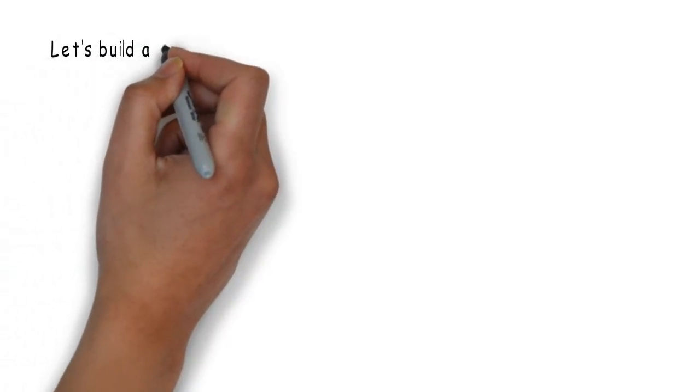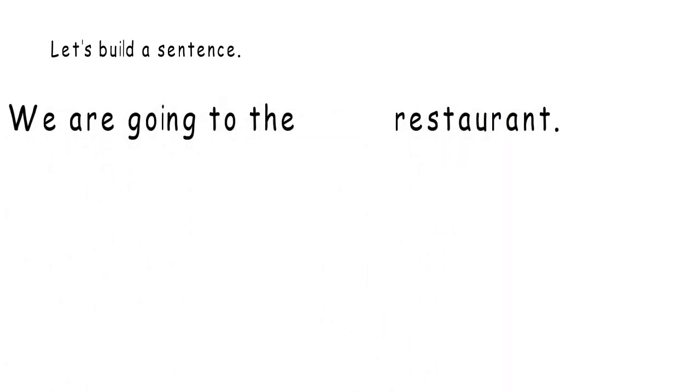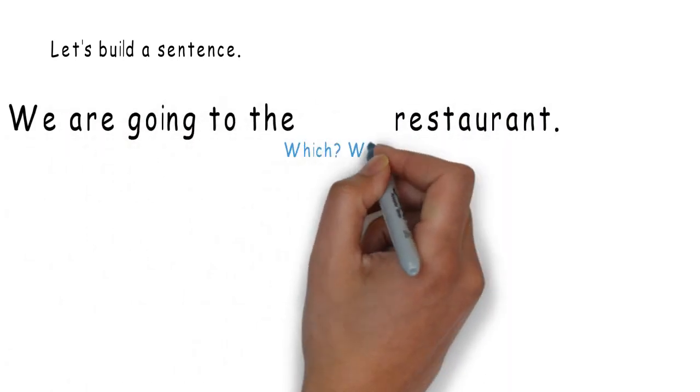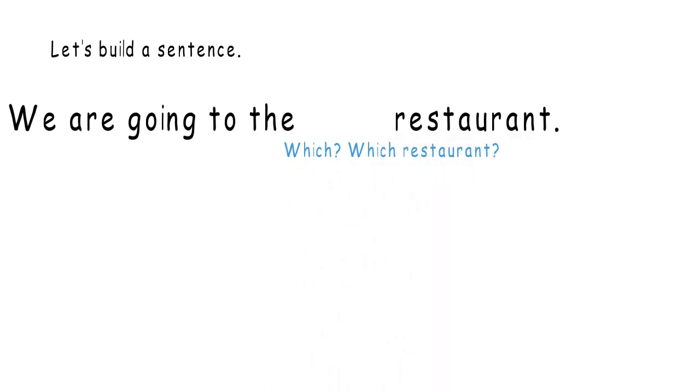Let's build a sentence. We are going to the restaurant. Which restaurant? We are going to the Indian restaurant. I like Indian food.